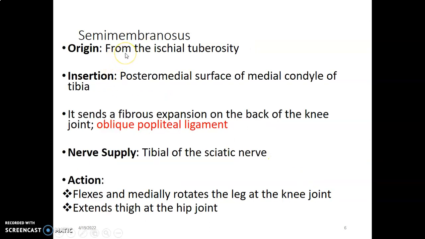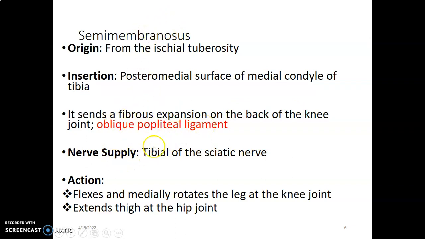Semimembranosus: all hamstring muscles originate from the ischial tuberosity apart from the short head of biceps, which is from the linea aspera and the lateral supracondylar ridge. Semimembranosus inserts on the posterior medial surface of the medial condyle of the tibia, and it sends a fibrous expansion to the back of the knee, so it forms the oblique popliteal ligament. So semimembranosus forms the oblique popliteal ligament.